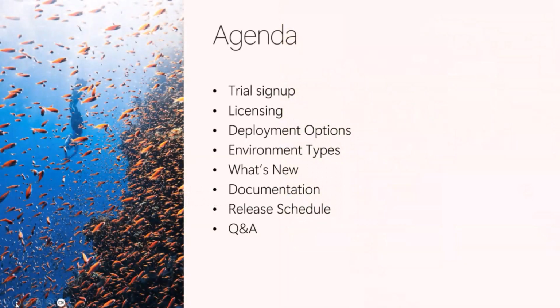As we go through the next 30 minutes, we're going to talk about all things on the trial, licensing, and the deployment options. We're going to demystify a lot of the questions about environment types. And then we're going to talk about how you get access to know what's new, where the documentation is, and what's really available from our release schedule. And then, as promised, we will go through the Q&A questions at the end.